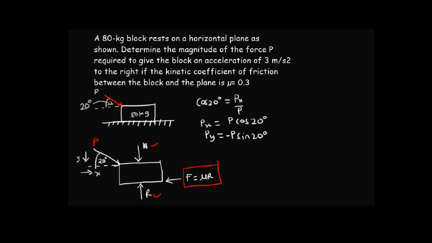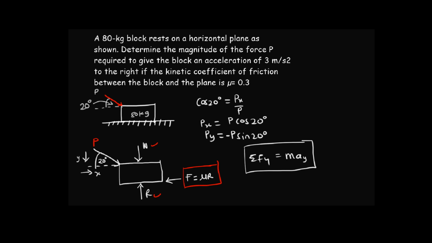Now let's consider the forces that are acting on the body in the y direction. The sum of forces in the y direction is equal to mass times acceleration in the y direction. From Newton's second law of motion, the net force on a body is equal to the product of the mass of the body and its acceleration. So that's what we are basically applying here.